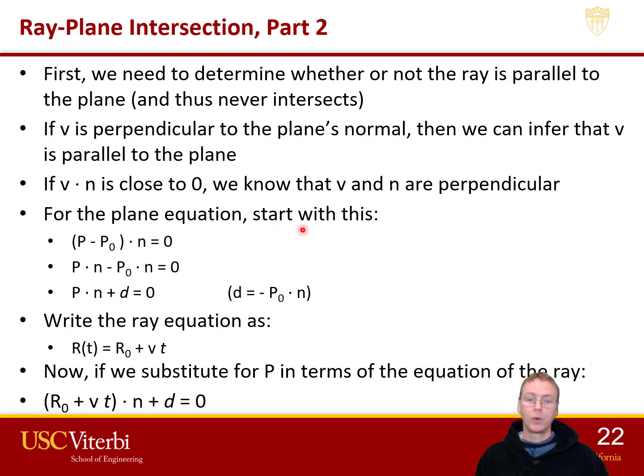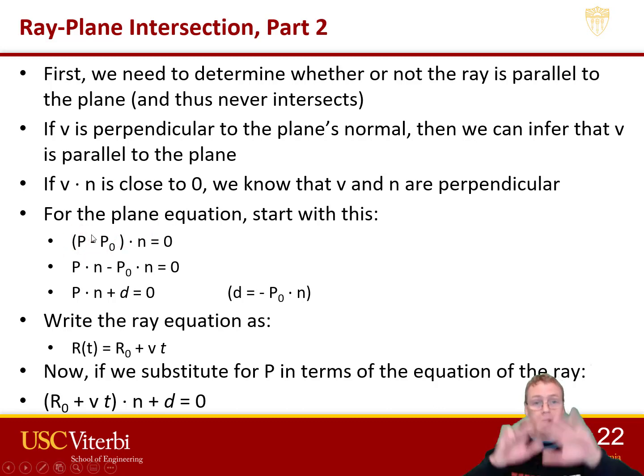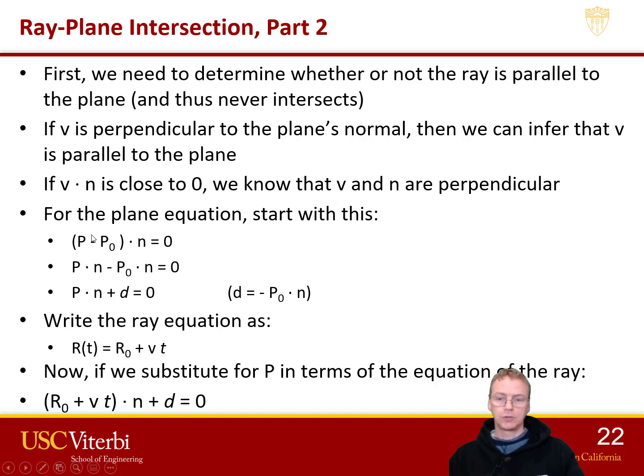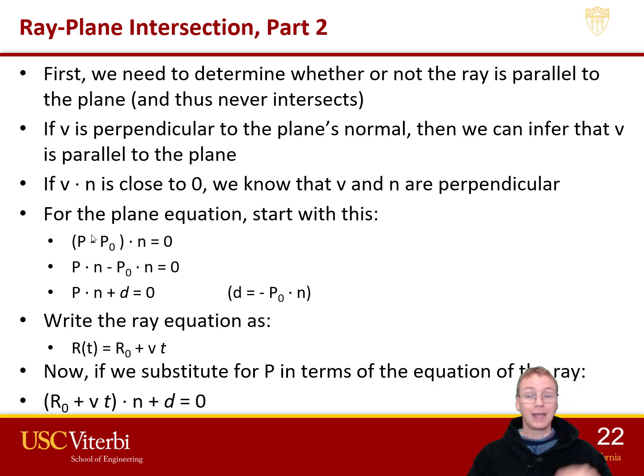Next up, we will want to make the plane equation. Here's how I make the plane equation. I'm given P0, I'm given N. I didn't put a little hat on there. I should put a hat on there. And P represents all points in the plane. So P is the variable. It's any point. It's every point on the plane.